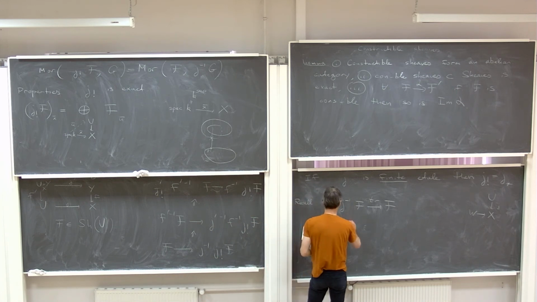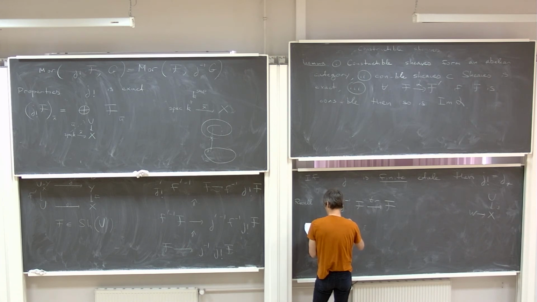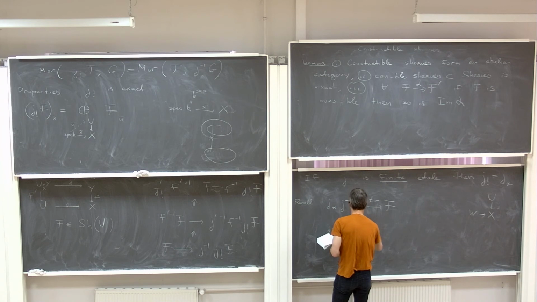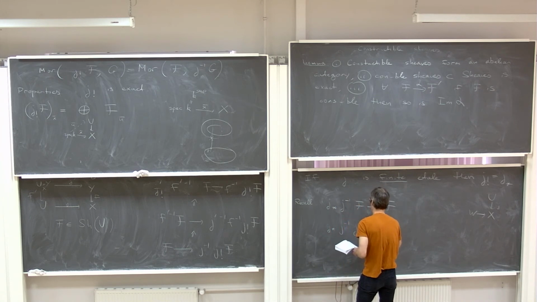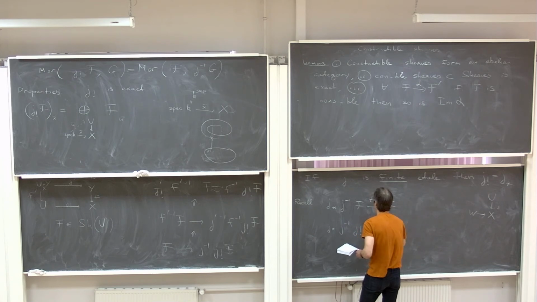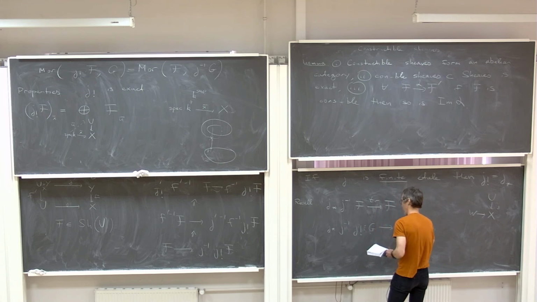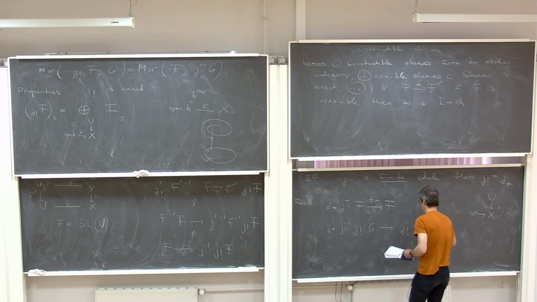And now let's use it. In particular, what do we get from this? We get a map from J lower star, J inverse of J chic of F of G, to J chic of G.